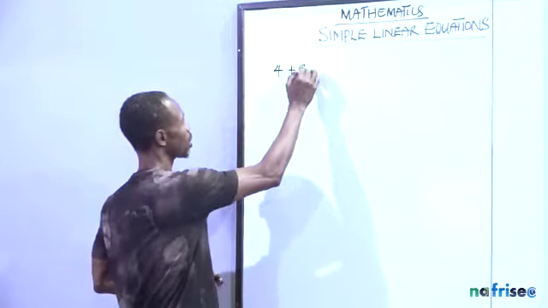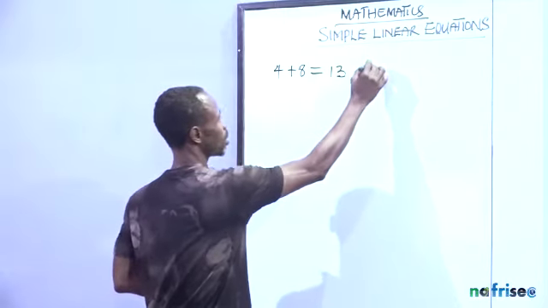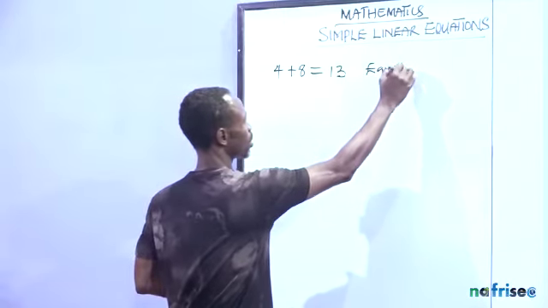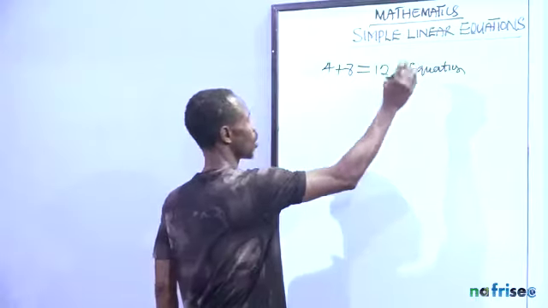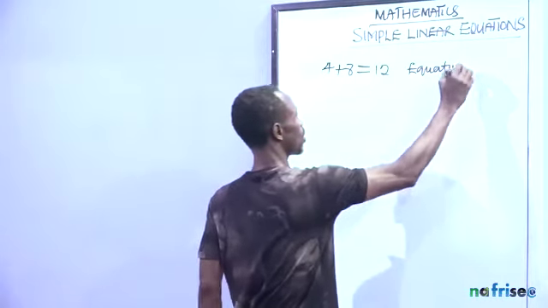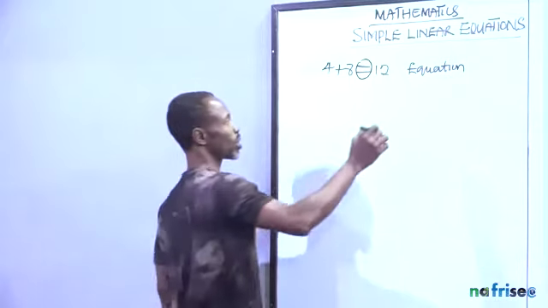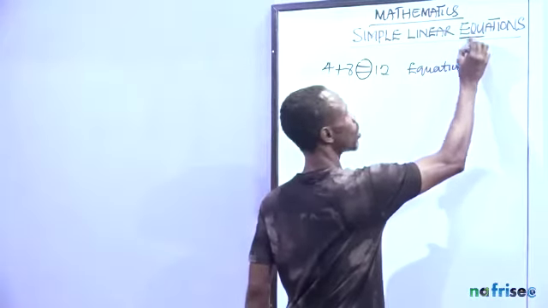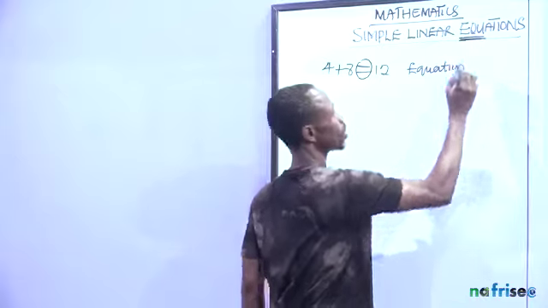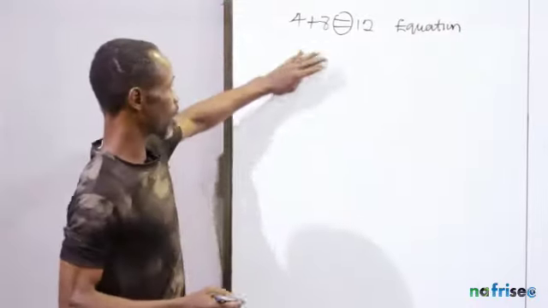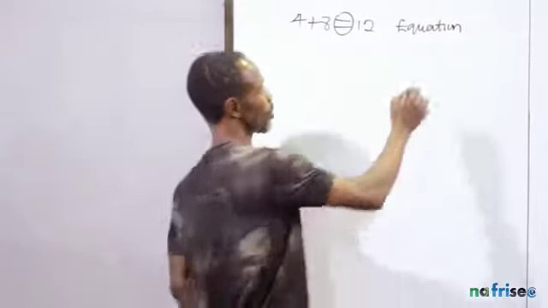Now, 4 plus 8 is 13. This is an equation because of this. So the word equation came from that word equal. Equal, do not forget that, equal. So let me take it from this simple part so you get to understand what I'm saying.